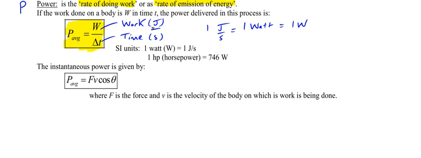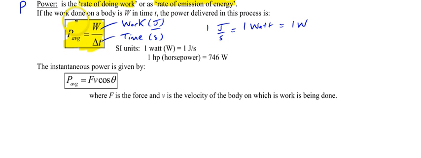Now, in North America, you'll often see another type of power unit that comes from the old English units, and that's called the horsepower. This is abbreviated with HP, and 1 horsepower is equivalent to 746 watts. You see this kind of units, horsepowers, with electric motors and automobile engines, for example.